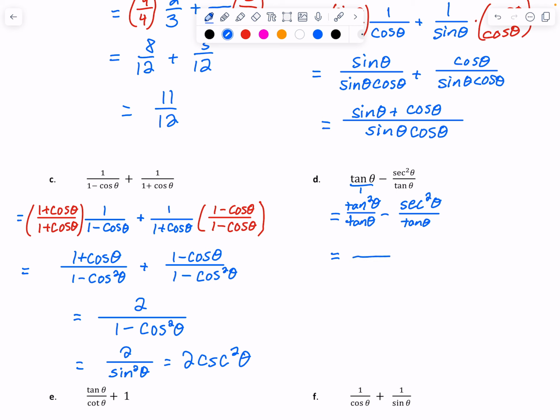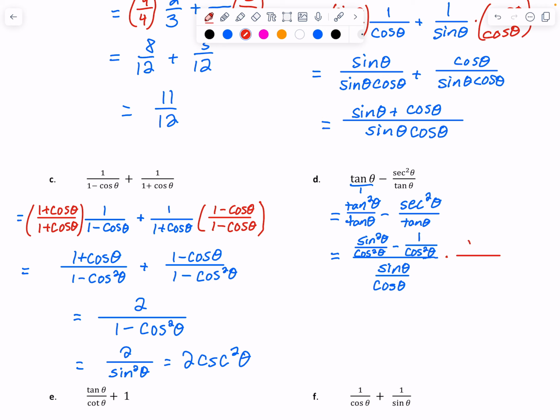I'm going to go ahead and change everything to sines and cosines. So I'm going to get sine squared theta over cosine squared theta minus, it's going to be secant, so that's 1 over cosine squared theta. And that's all over tangent now, so that's going to be sine theta over cosine theta. So now this makes it evident what we should multiply top and bottom by.